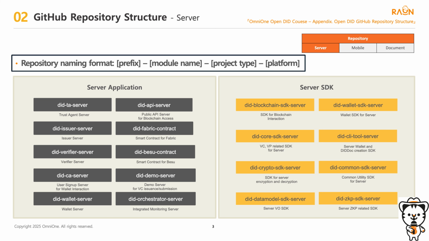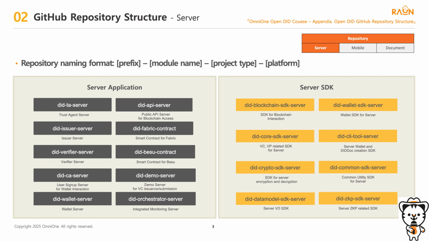First, as a common part, the naming convention of the repository will be briefly explained. A prefix is attached to the front, followed by the module name, then the project type, and finally the platform. The delimiter for each is a dash. If you look at each repository with this naming in mind, it will be much easier to understand.